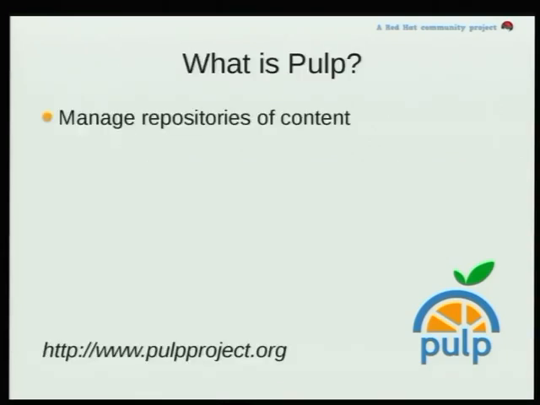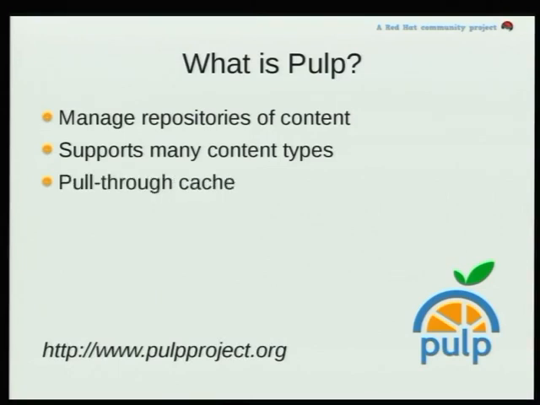So what is Pulp? We manage repositories of content. We support many different content types. We'll see a list in a minute. We started with Yum content for reasons you could guess and branched out from there. We do have a pull-through cache feature, not with OSTree, but we started with our Yum content, so if that's something that's of interest, we could talk about that another time, but it's an exciting new feature in Pulp, relatively recent.